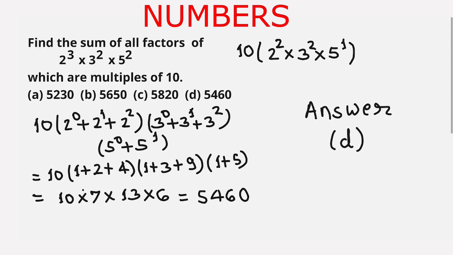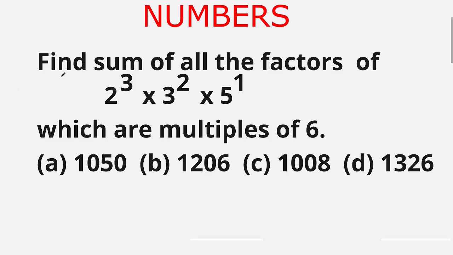We go to next question. Our question is, find sum of all the factors of 2 to the power 3 multiplied by 3 to the power 2 multiplied by 5 to the power 1, which are multiples of 6. The given options are option A 1050, option B 1206, option C 1008, option D 1326.